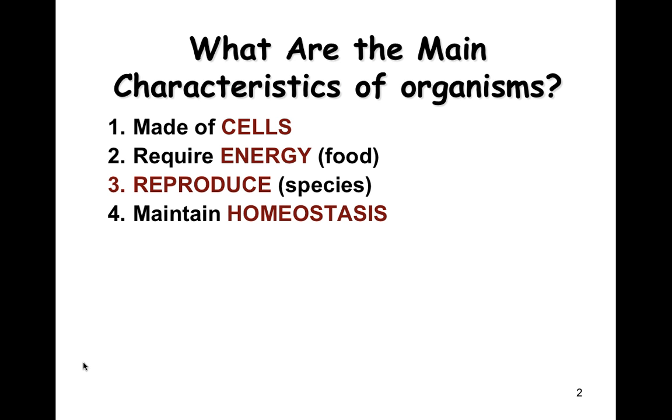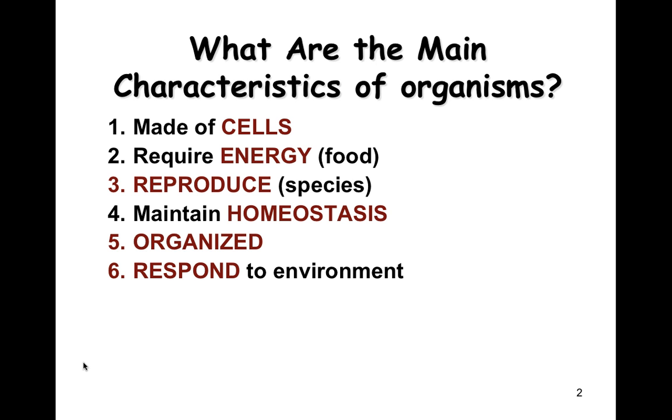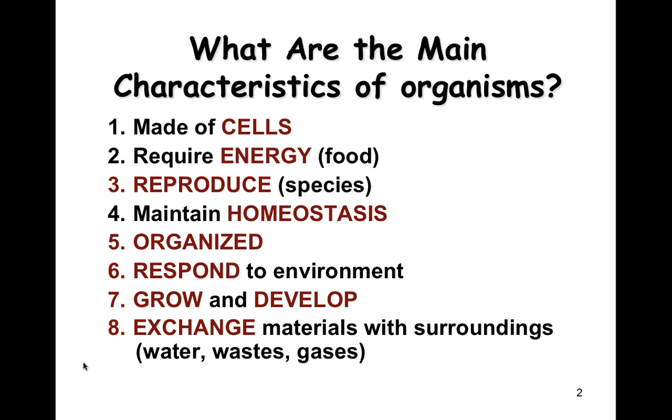They must maintain a homeostasis, that balance between the internal and the external of their cell. Without that balance, their cells will not be able to survive. All living things must also be organized. They must respond to the environment. Any slight change in the environment, that cell, that organism has to be able to respond in order to survive. Number 7, they must be able to grow and develop. And then last but not least, there's an exchange of materials with the surroundings.